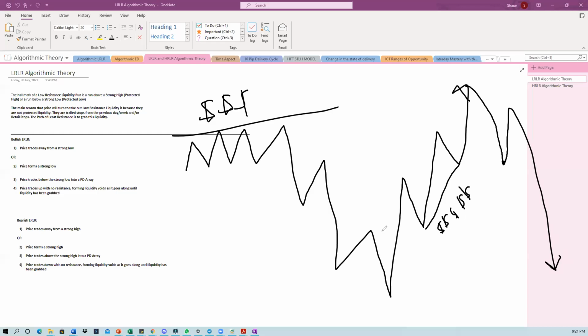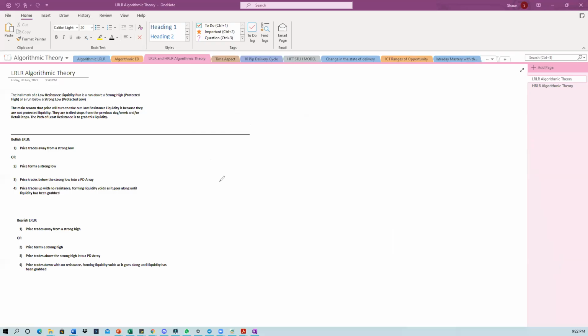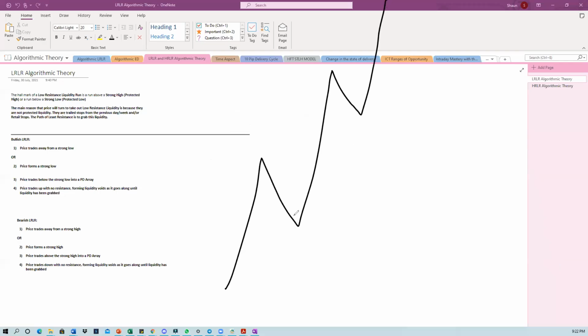So when you have low resistance liquidity, like I just said, I'm just showing a bullish example because that's the easiest one to show. What is price essentially doing to form that low resistance liquidity? Liquidity voids, right? You see very little of these dips here, but you see a lot of liquidity voids. So what does that mean? So what is price coming back down to do?